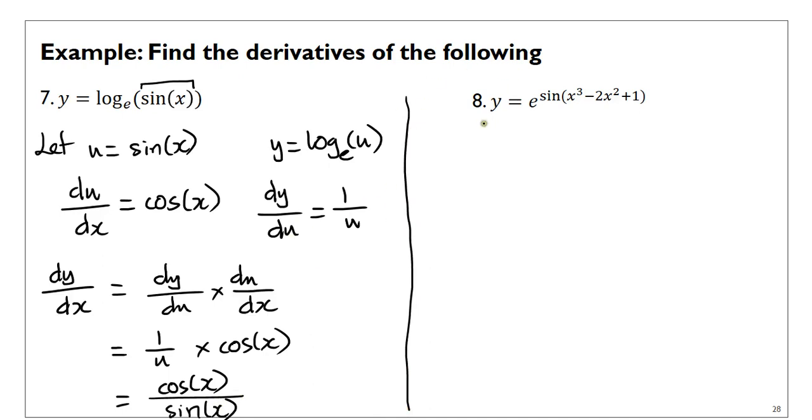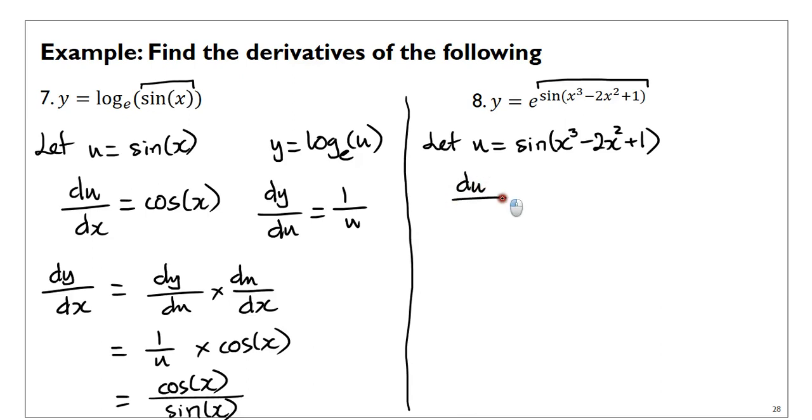Moving on to example 8. Oh, this is good. So this is like a composite in a composite. But let's just take it one step at a time. So I'm going to let u be the power first. So let u equal sin of x cubed minus 2x squared plus 1. It's not actually that bad. You just need to not forget to multiply by a derivative. So this is u. For du/dx, you may do another chain rule here, but I think this one's okay.